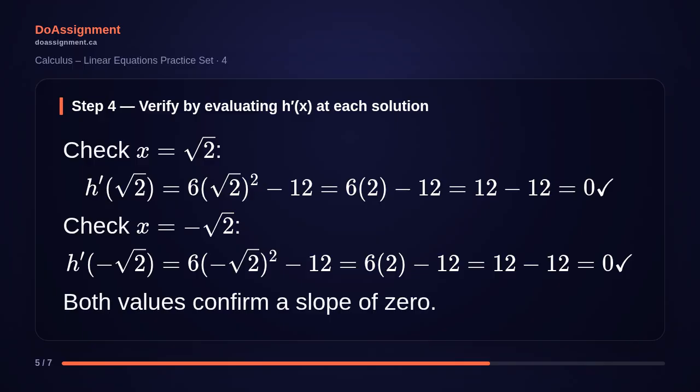Let's verify both answers. Plugging square root of 2 into h prime gives 6 times 2 minus 12, which equals 0, confirmed. Plugging negative square root of 2 in gives the same result, 0, confirmed. Both values are correct.